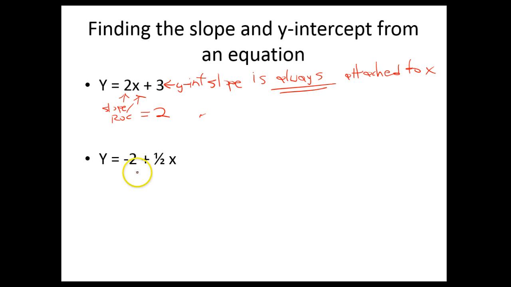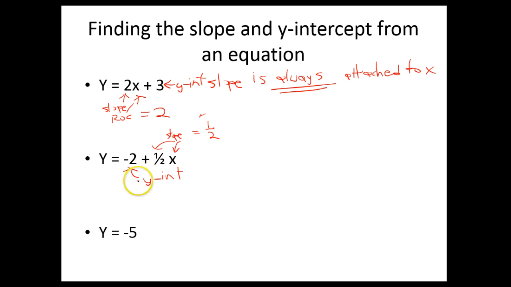Alright, next. Okay, so to find my slope, I find my x. Here's x. So there's my slope, positive 1/2, positive 1 over 2. Which means that the negative 2 is my y-intercept.